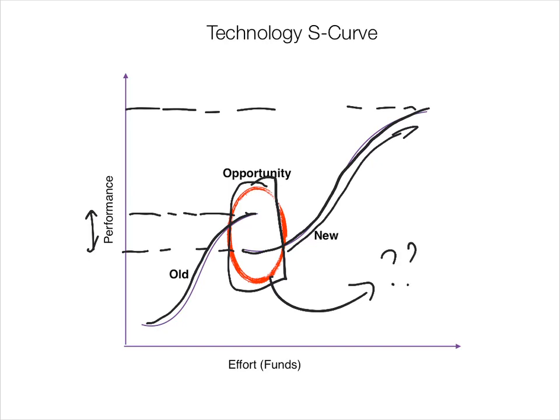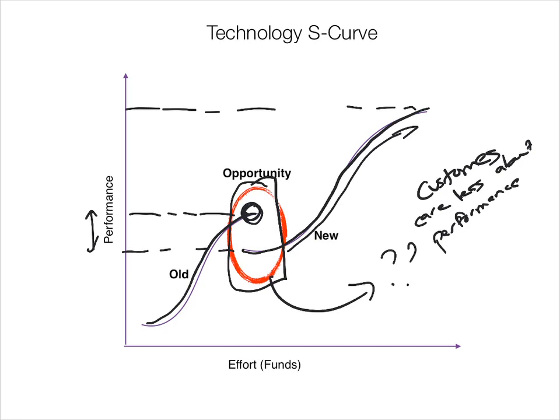I've already told you that the performance of the new technology is worse than the old technology. So why is anyone going to come for you? Well, you have to find customers that care less about performance and care more about other things. This is the essence of a disruptive innovation.